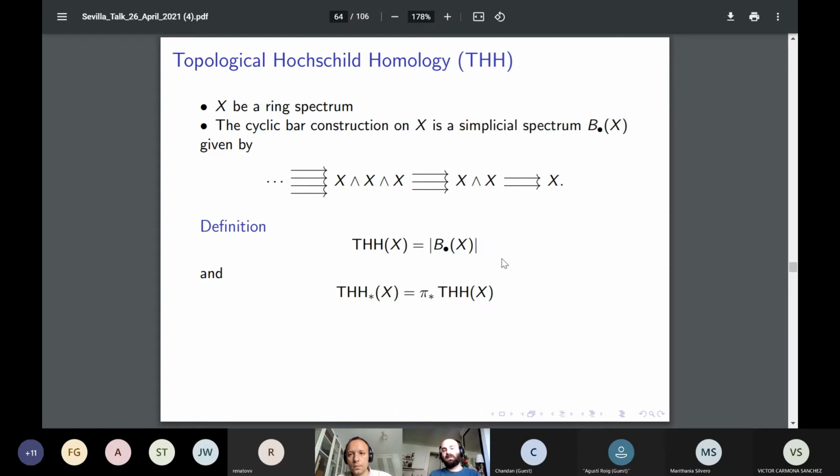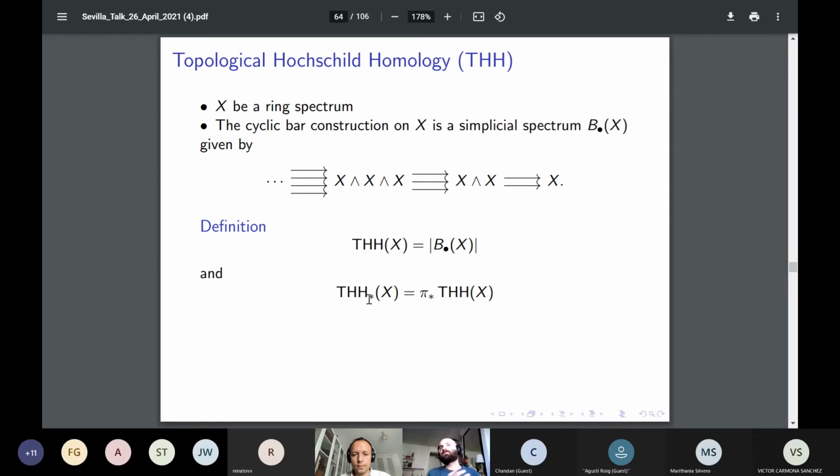And then you can apply a realization functor to a simplicial spectrum, which basically takes all these 0 simplices, 1 simplices, 2 simplices, and attaches them together according to these maps. That's kind of what it does. And THH is defined to be the realization of this simplicial object. And then the homotopy of the realization becomes the topological Hochschild homology.